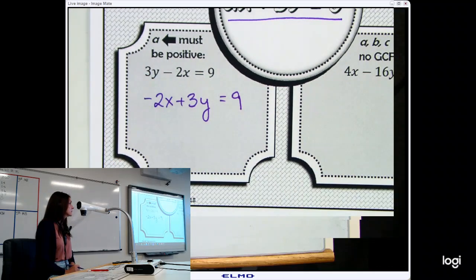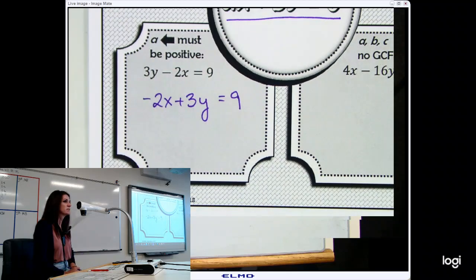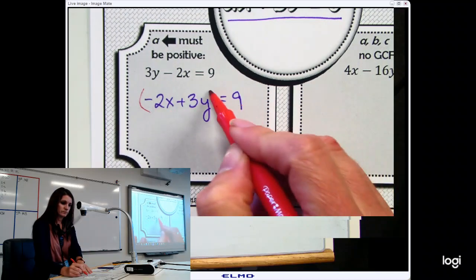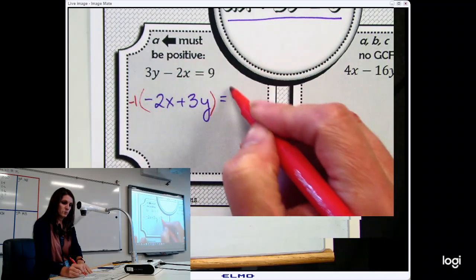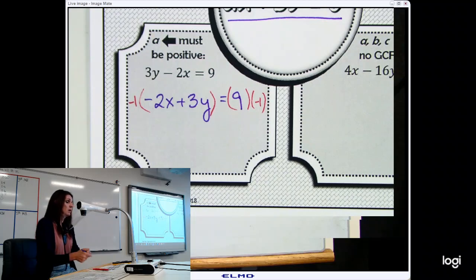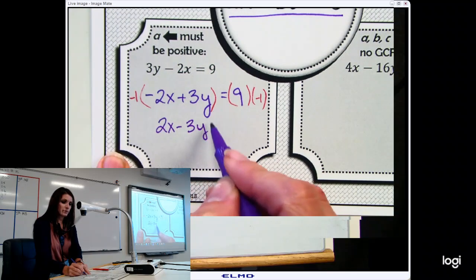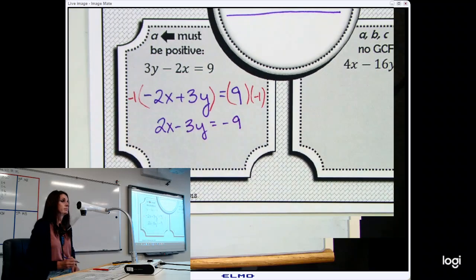And now that it's in the right order, my A term says it must be positive, and right now it's negative. So how do I fix that? Here's your fix. Multiply both sides by -1. That's just a fancy way of saying flip all signs. It's in order, no fractions, A is positive.